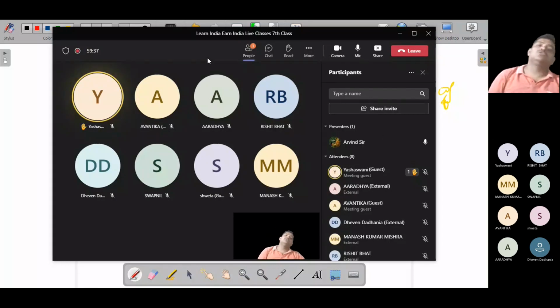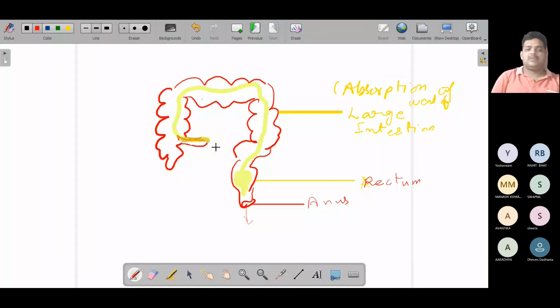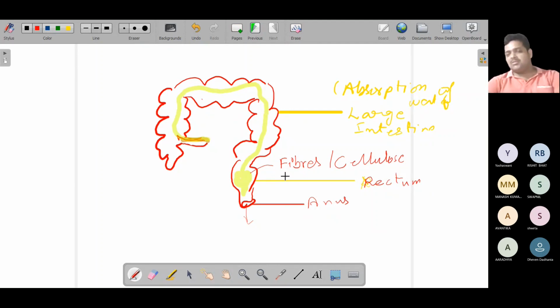Okay, see, those components cannot be digested. They are generally fibers. All this food which is undigested is basically fibers. They are made of fibers or cellulose. So our body cannot digest these. These fibers cannot be digested by our body, hence they remain undigested.